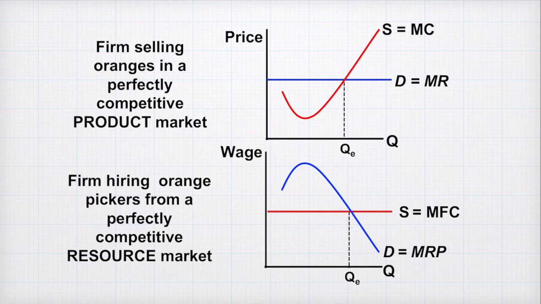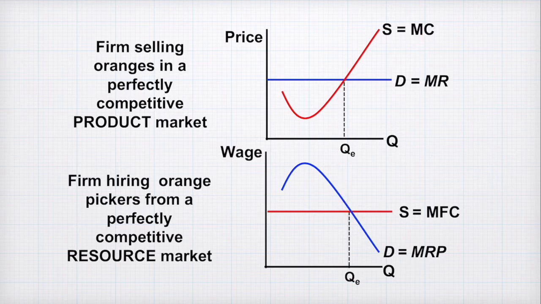So here they are side by side, just so that you can see them and notice how similar they are. Just to review, for example, the top one here: imagine firms selling oranges in a perfectly competitive product market. This is price and quantity. Demand is perfectly elastic. The demand is the same as the marginal revenue. It's the additional revenue you get from selling one more unit. The supply is basically just the marginal cost curve, and you should produce the number of units where your marginal revenue is equal to your marginal cost.